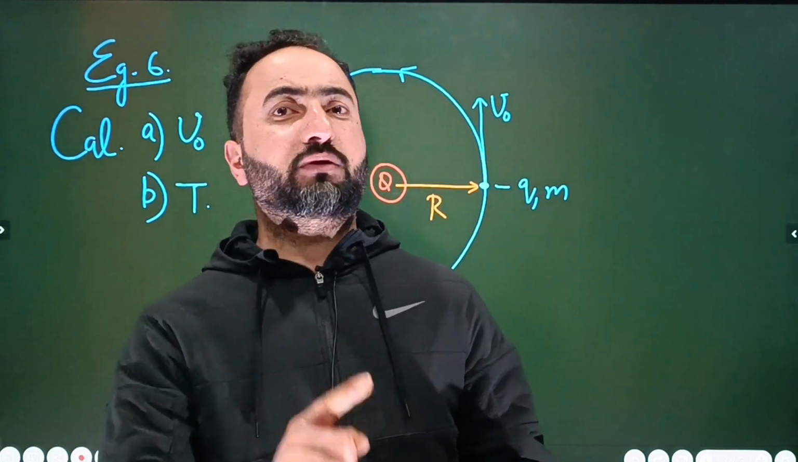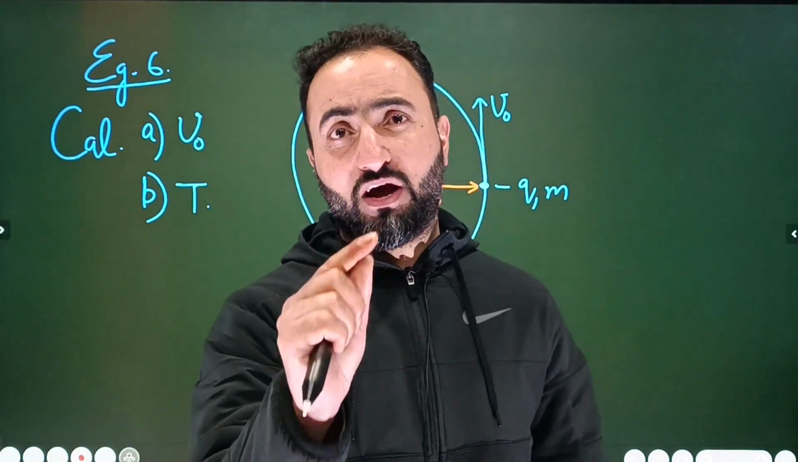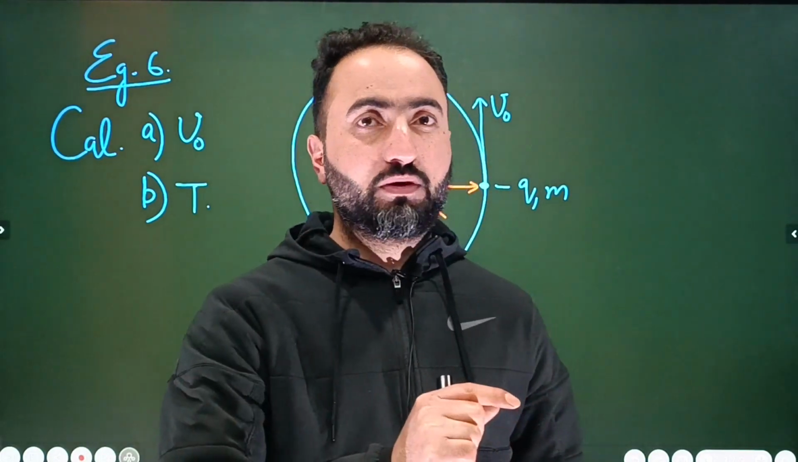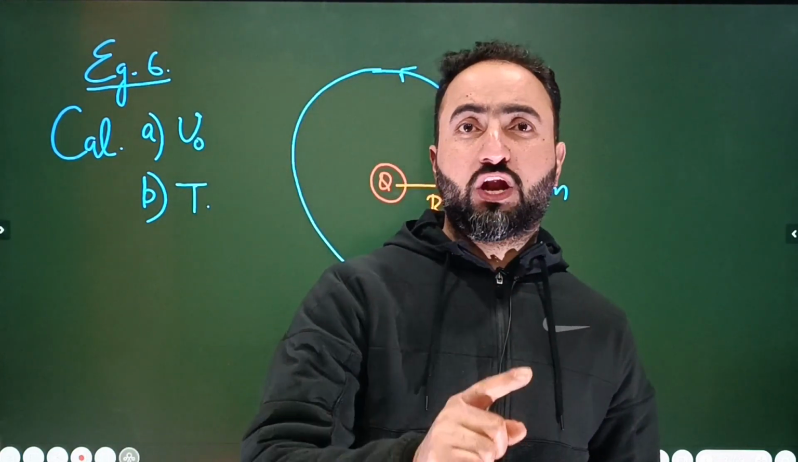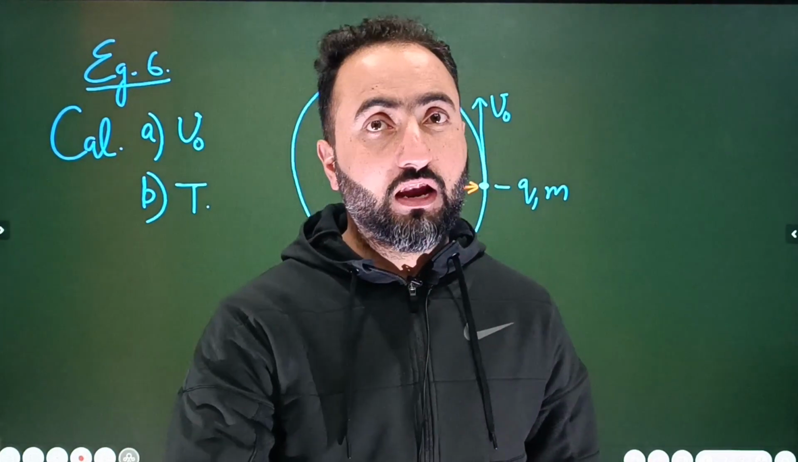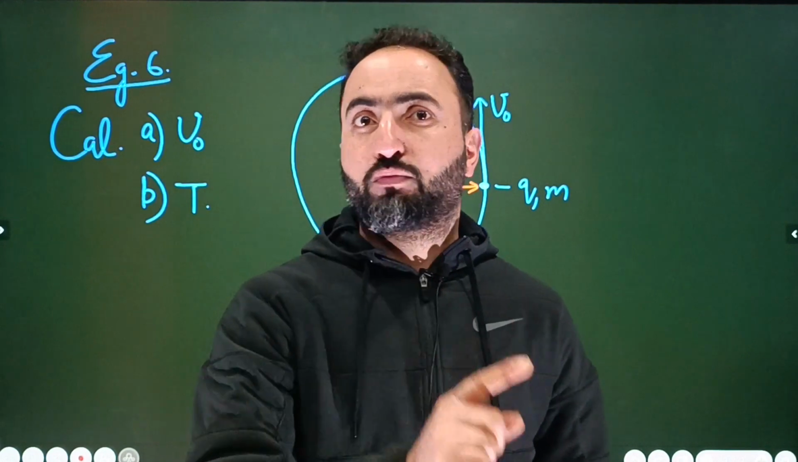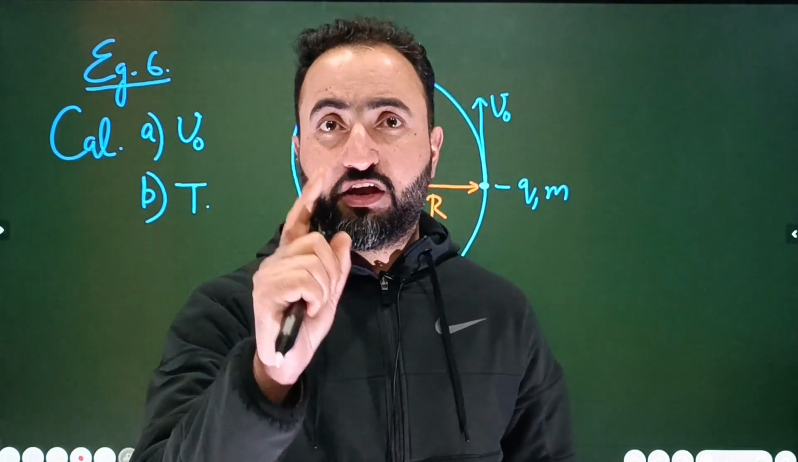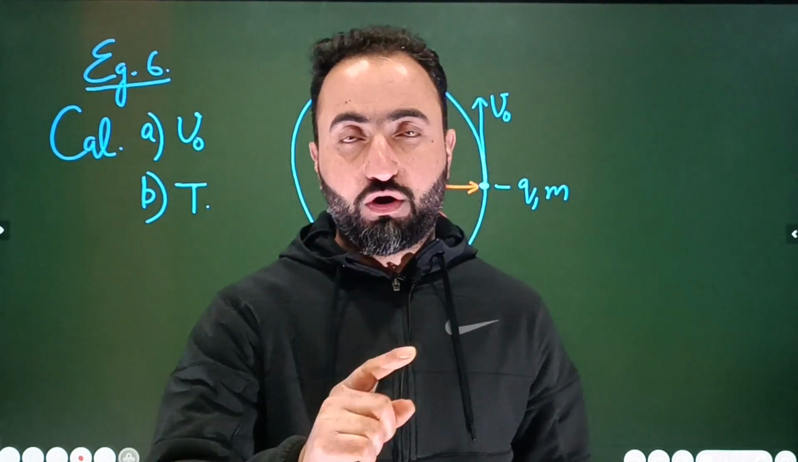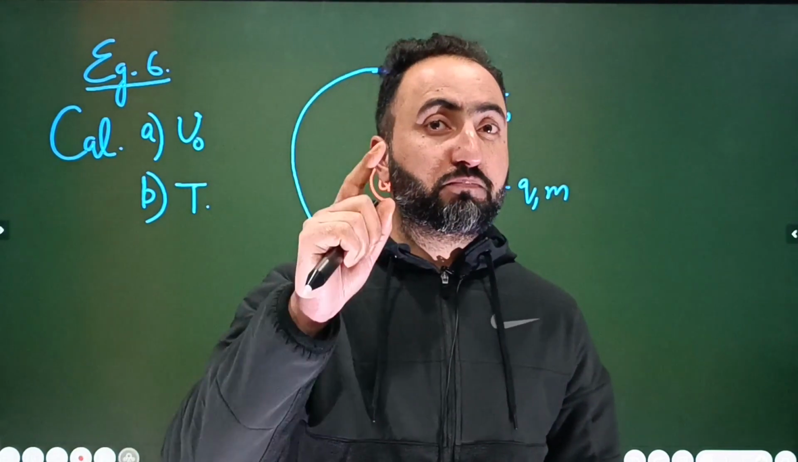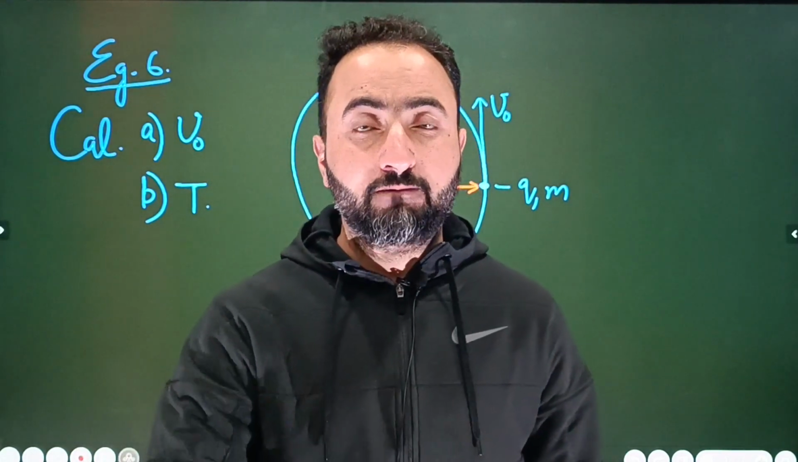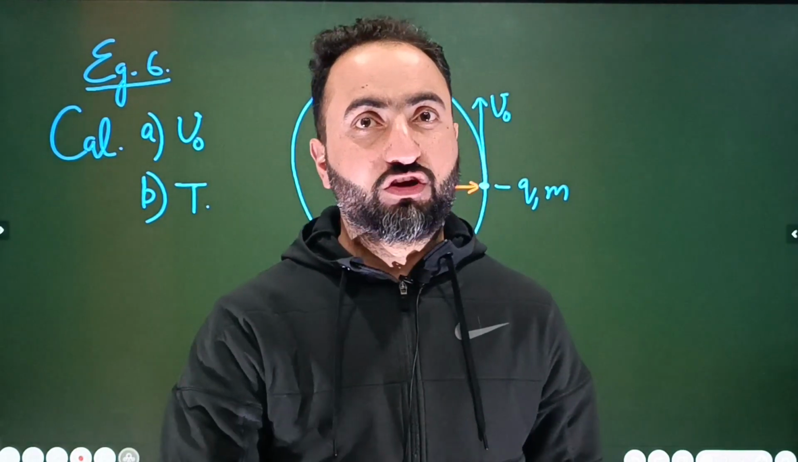And this force, whenever the particle is moving in a circular path, is an important point here. Whenever a particle is moving in a circular path, there must be a net force on the particle, and that net force must have a special property: the force must be perpendicular to the velocity. This force must be perpendicular to the velocity, okay.